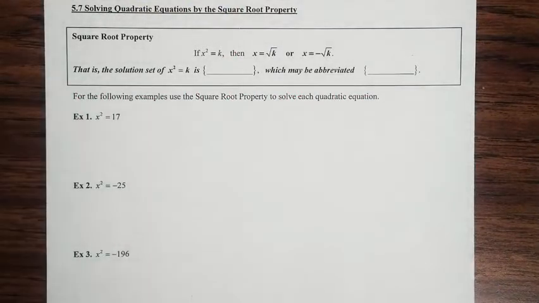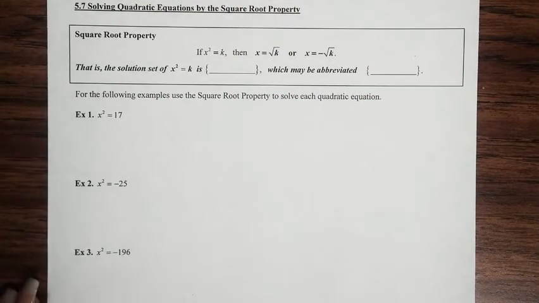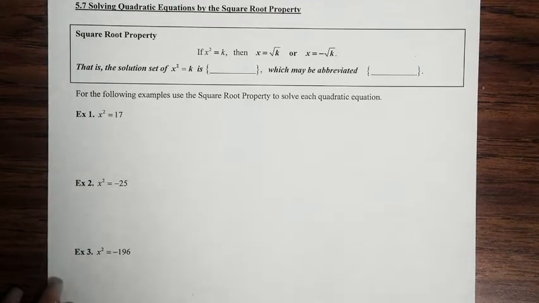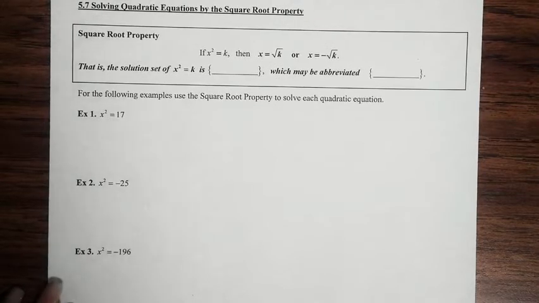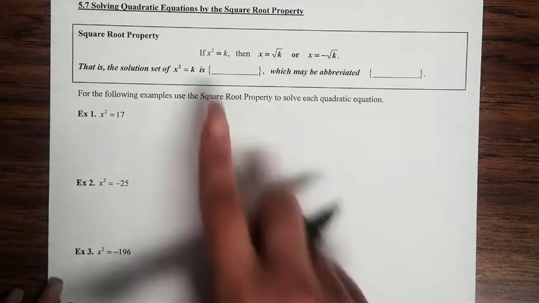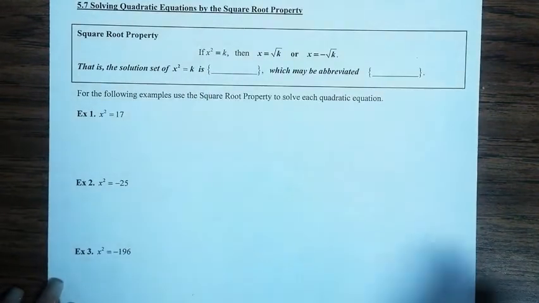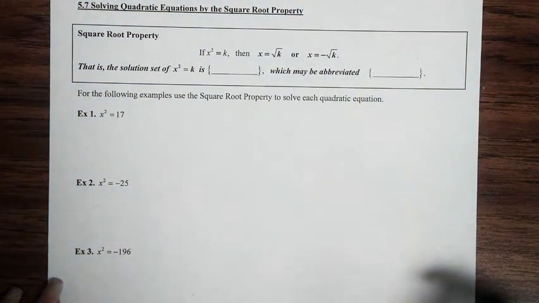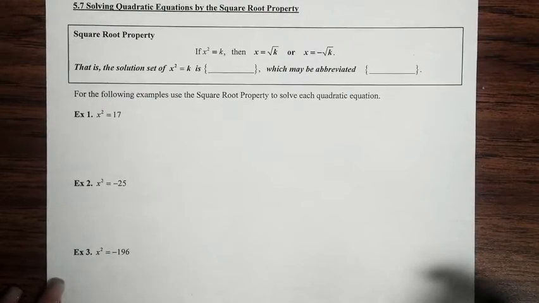Today we are going to learn about solving quadratic equations using the square root property. So what is the square root property? The square root property tells you that if x squared is equal to k, you are going to take the square root of both sides, and then x is going to be equal to plus or minus the square root of k.